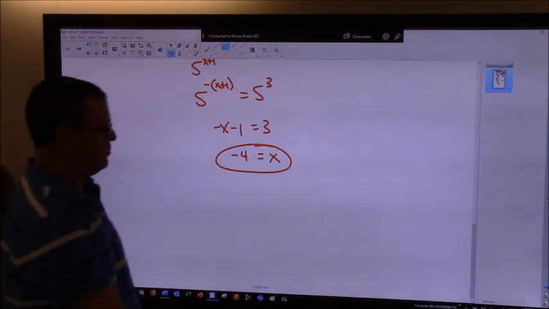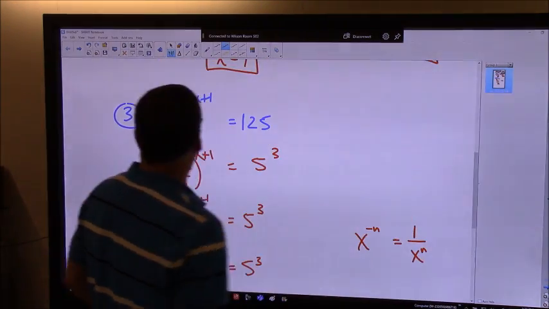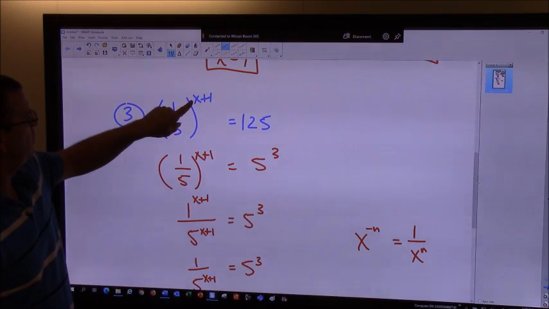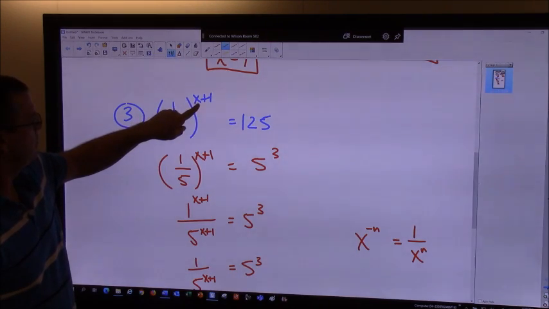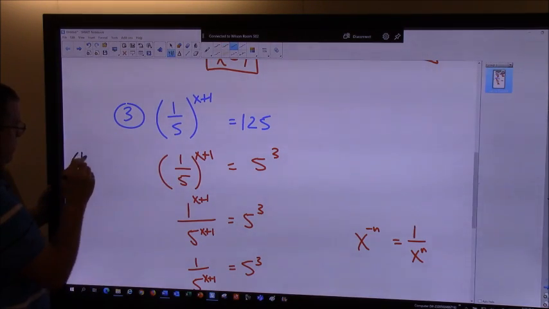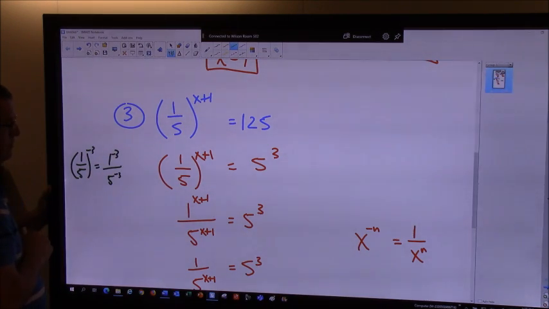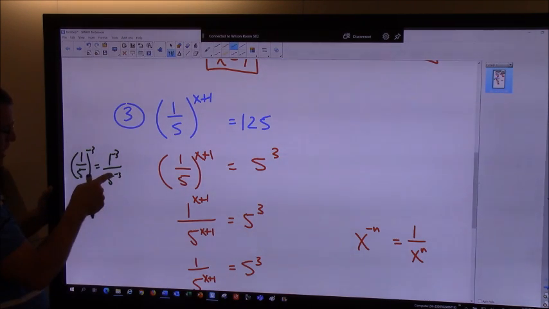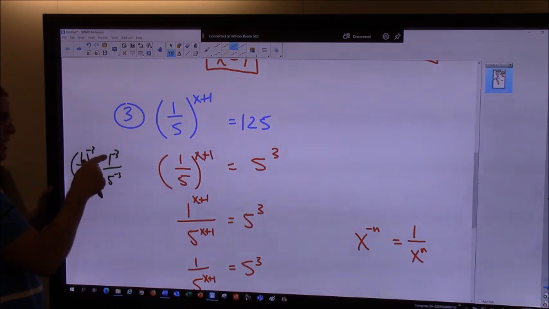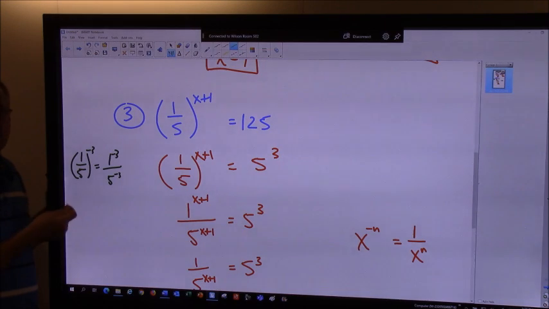Now, could I check that? Sure. I can go back and plug that negative 4 in right here. Negative 4 plus 1, that's a negative 3. So we'll just do this off to the side. 1/5 raised to the negative third power means 1 to the negative 3 over 5 to the negative 3. 1 raised to anything is just 1. If I take this 5, remember a negative exponent means move it to the other side of the fraction bar. So if it's in the denominator, I want to move it back up to the numerator and make it positive.